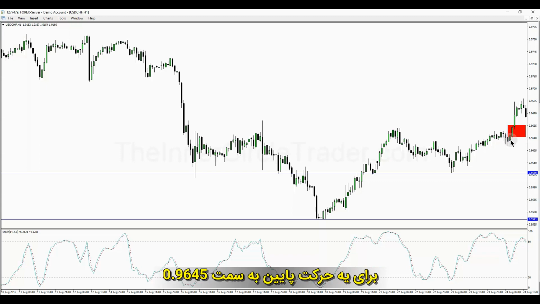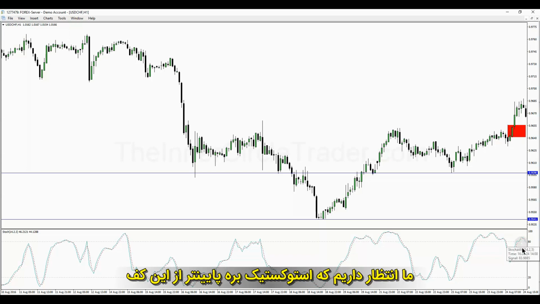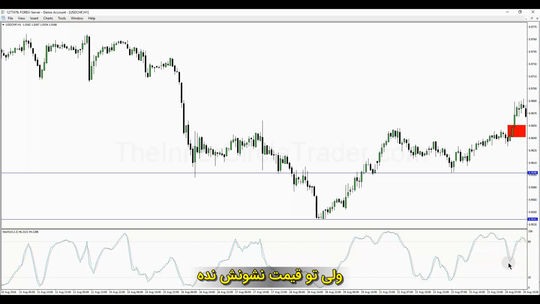So a move down into 96.45 to 96.40 as a low end is expected. It's reasonable, but we do not expect that low to be violated. That same reference point down here in the stochastic is here. We expect the stochastic to trade lower than this low in the indicator, but not show it in price. We expect price to trade higher.